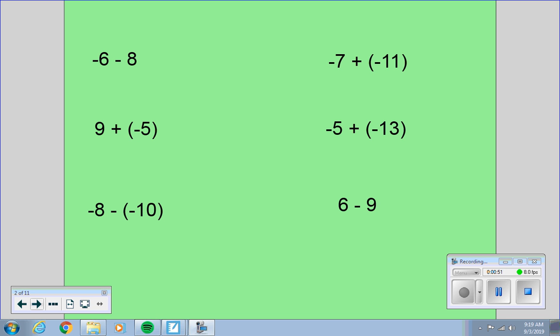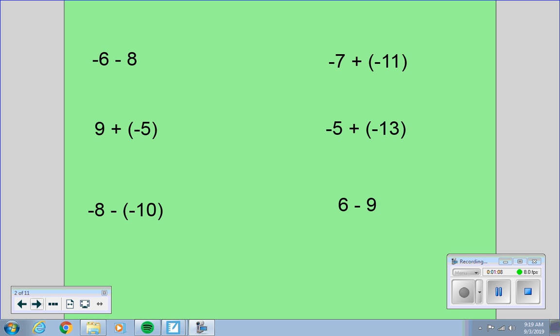Good job. So, I had people trying to use keep, change here. Do we need to use keep, change there? No. Keep, change makes everything an addition problem. Because we want everything to be an addition problem. That makes it easy for us. So if it's already an addition problem, we don't have to do that. So let's start with this one.